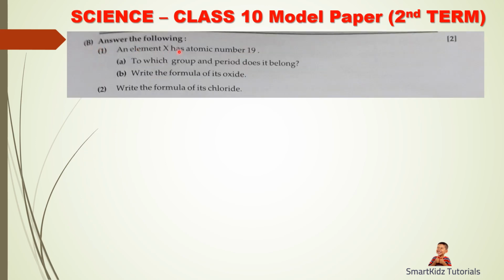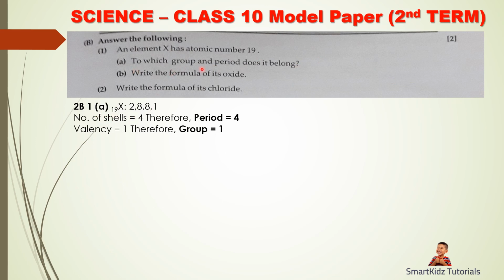Question 2B, answer the following. An element X has atomic number 19. The first sub question is, to which group and period does it belong? Write the formula of its oxide. And the second question is also related to the first one. It says write the formula of its chloride, that means of this particular element X. So we'll see.